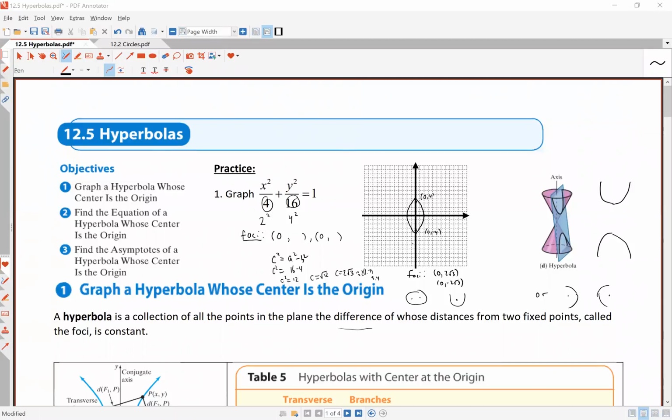This video covers section 12.5, Hyperbolas, Objective 2. Find the equation of a hyperbola whose center is the origin.